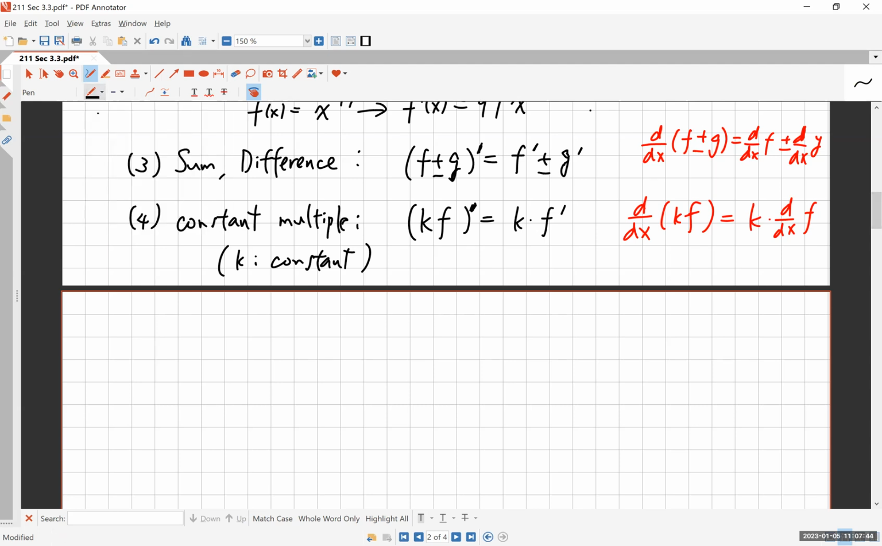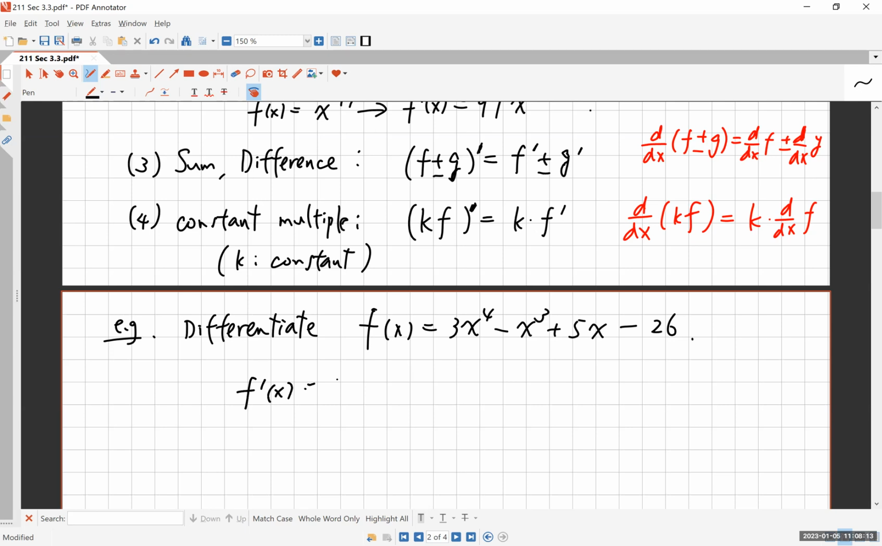All right, so these actually give us a lot of tools. Let's say I give you a question like: differentiate the following function. f of x is 3x to the fourth minus x cubed plus 5x minus 26. Just made this up, by the way. All right, so what is the derivative? 3 can be taken out, and then x to the fourth becomes what? 4 times x cubed, right?